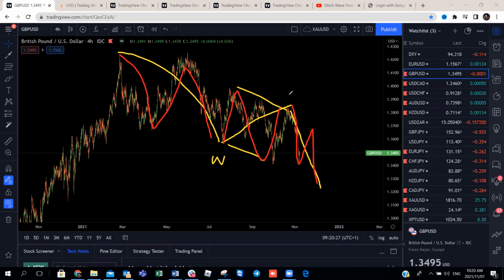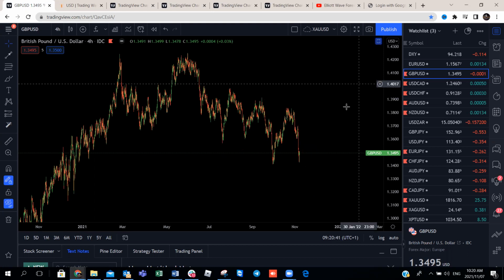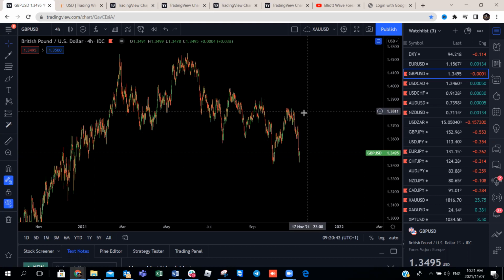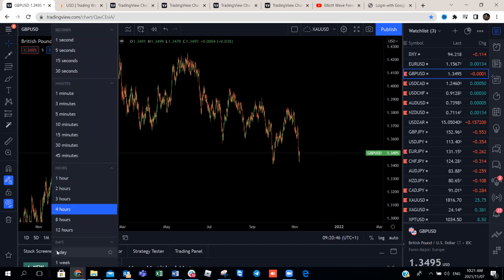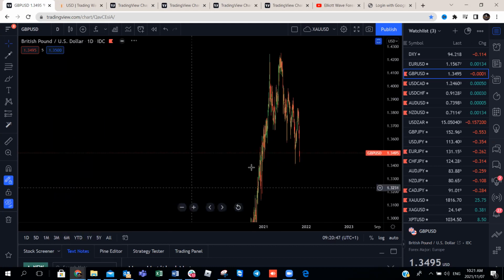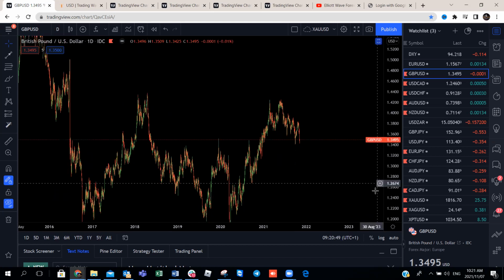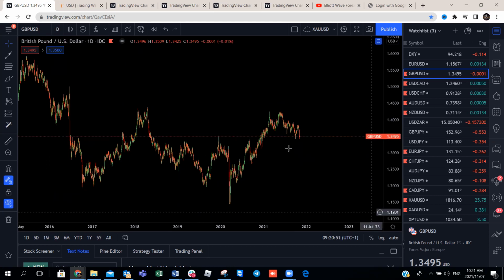And then you're going to have this one as a WXY corrective structure. So we may get a pullback because of the weakness in the dollar index short term on the pound. But we'll still be looking for this to complete the structure and make a move to the upside. That is pound US dollar. Alternatively, we may have ended the move here. If you look at the daily, and you'll see something similar on pound yen as well, we may have started a move to the downside.